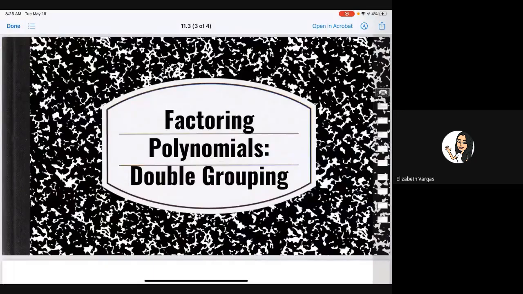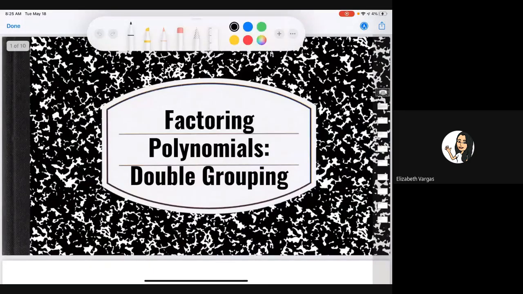So factoring polynomials and double grouping. So basically, we're going to learn how to simplify polynomials by graphing them.